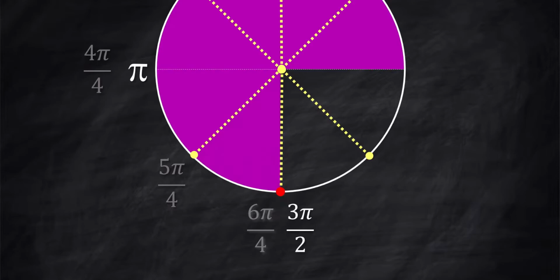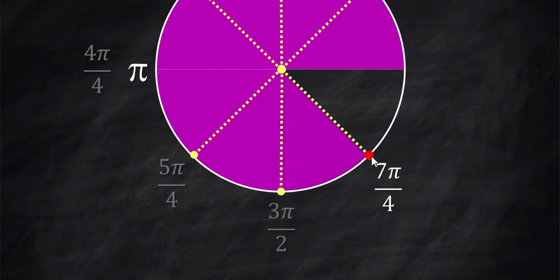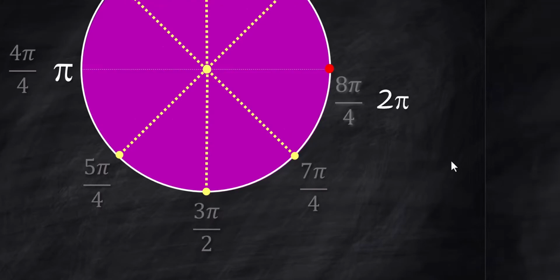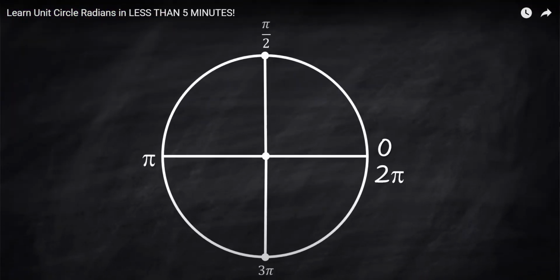Again, there's repetition here, but depending on how you count up, you're going to land on that point again. That has to be 7 pi over 4. That doesn't reduce. Closing the circle, we end up with 8 pi over 4, which reduces to 2 pi, which is no big surprise, right? All right, let's put it all together.